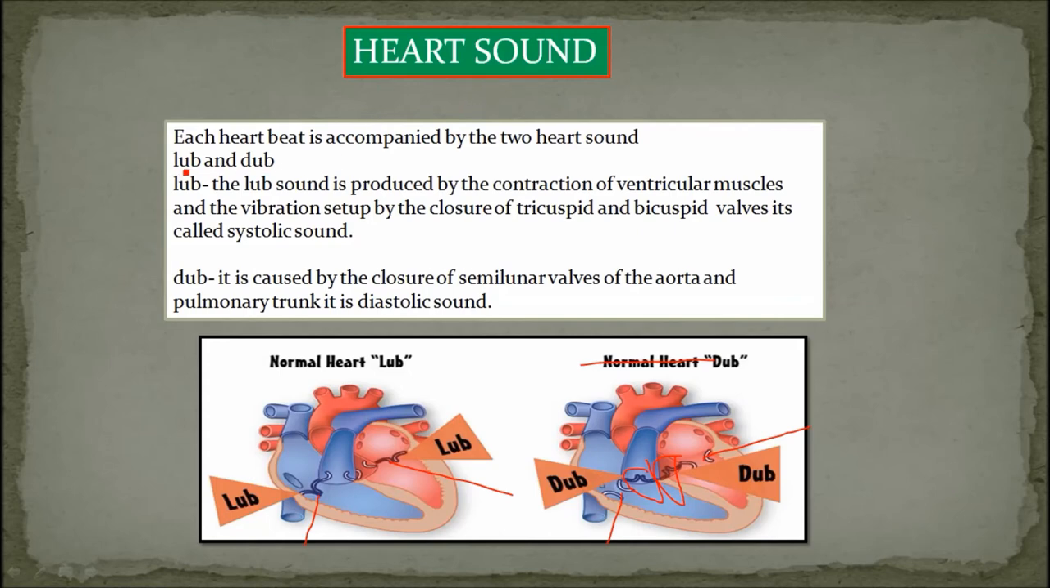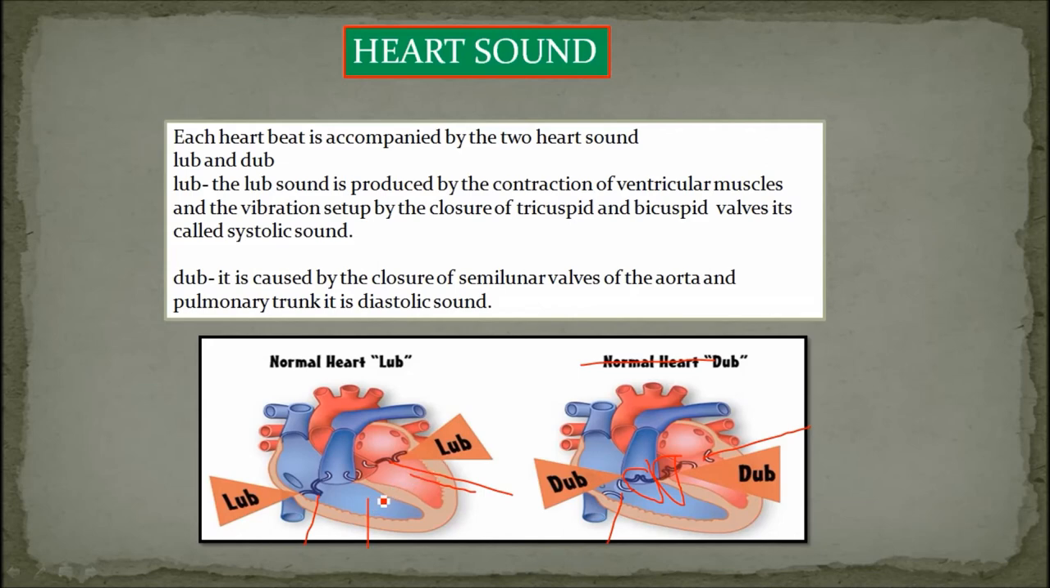The lub sound is produced by the contraction of the ventricle muscles and the vibration set up by the closure of the tricuspid and bicuspid valves. It is called the systolic sound. Why systolic sound? You have already seen when the two valves, bicuspid and tricuspid, are closed, that means these two parts are already filled with blood from the atria. This is the time for the ventricular systole. Clear? The ventricles start to contract.